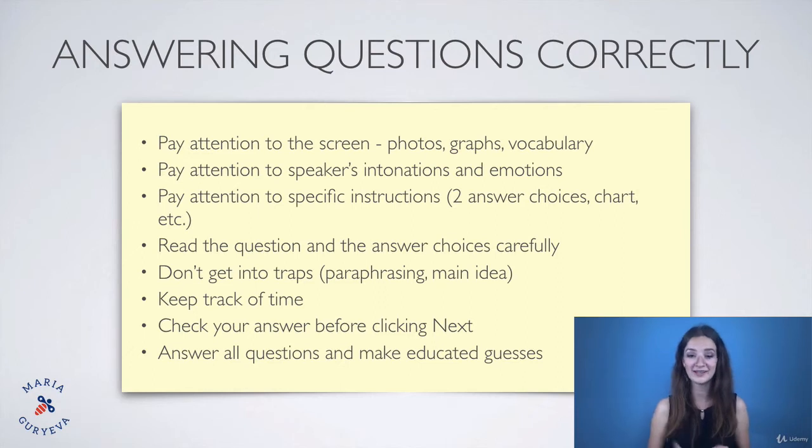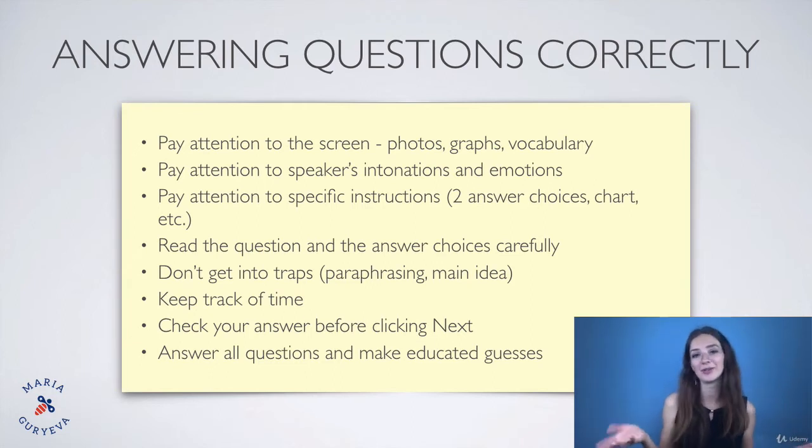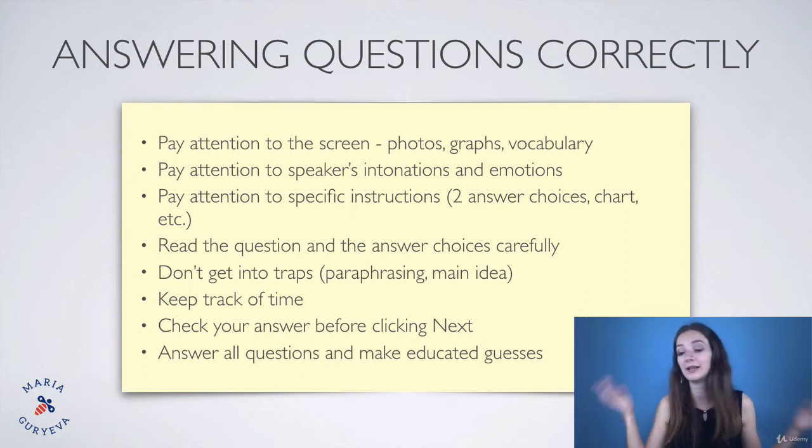Answer all questions and make educated guesses. Never skip a question, because there's no point in skipping. You can't go back, and at least you tried. If you have no idea, you zoned out and you didn't hear it, like, "I never heard anything of that," just pick any random thing, because if you don't pick anything, you lose your 25% chance to guess the right answer. So don't lose that chance.